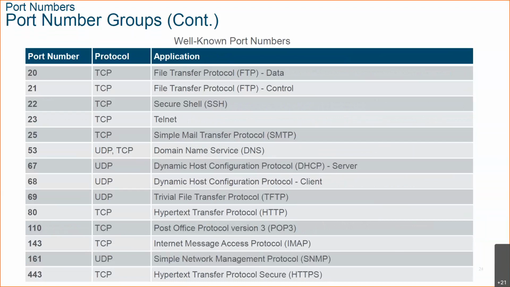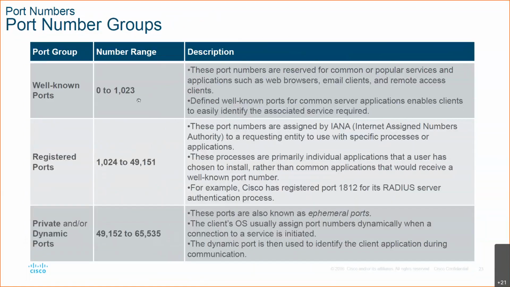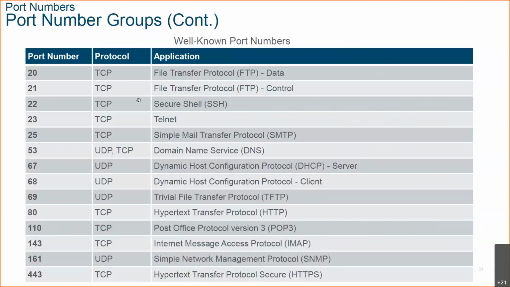Now, what about the ports from 0 to 1023? The most famous of them, which protocol they use and what they are. For example, 20 is always for file transfer protocol to send and receive data. But before you establish 20, you first have to establish 21. That means you establish the control connection.